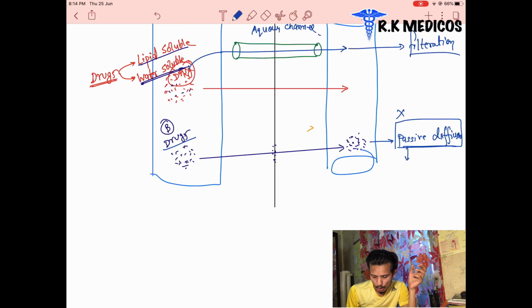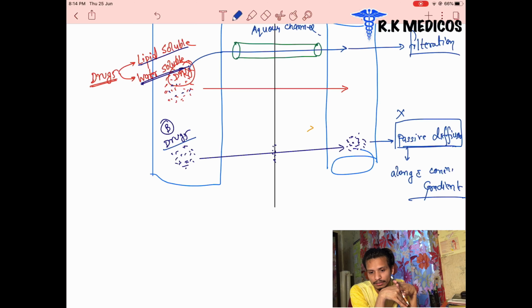They are moving along the concentration gradient. What does it mean? Concentration gradient means that something is present here and something is present here.